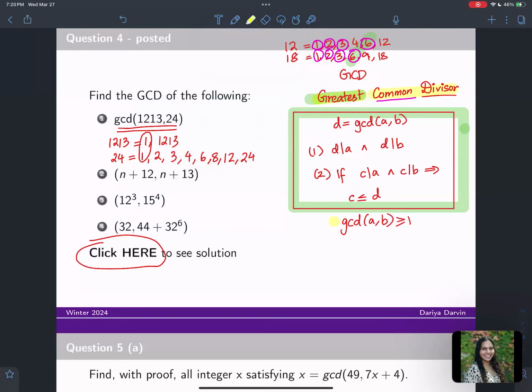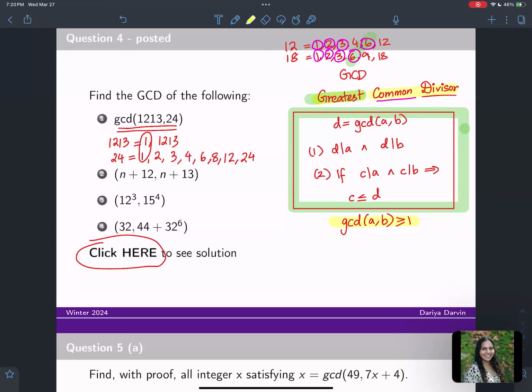So GCD is always bigger than or equal to 1. You can never have a negative GCD. You can never have 0 as a GCD. Every number has 1 as a factor, so at least 1 is a common divisor. So you can never have a GCD smaller than 1.